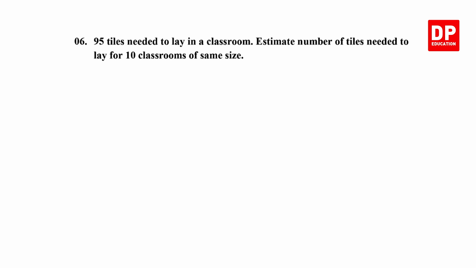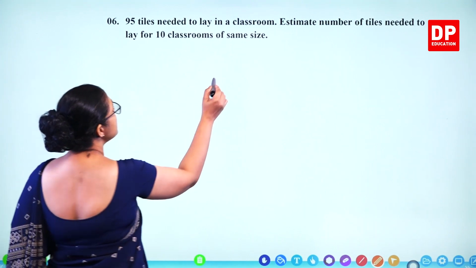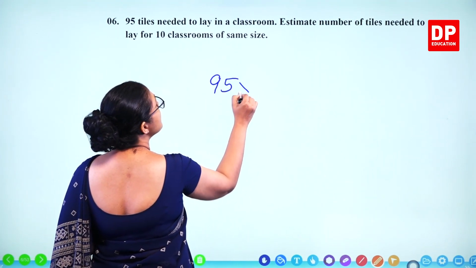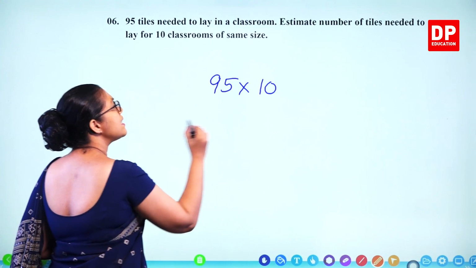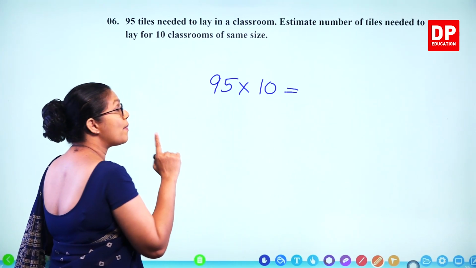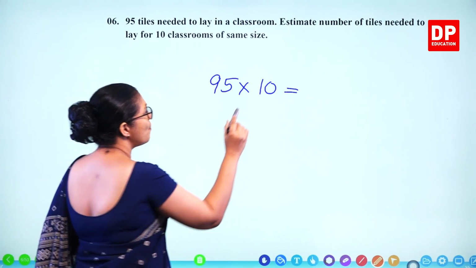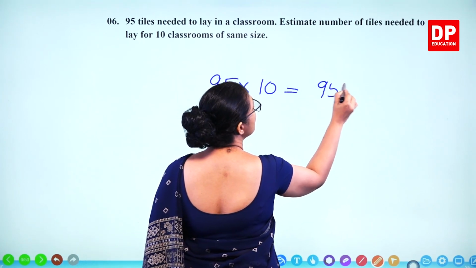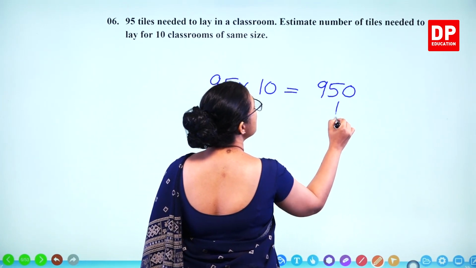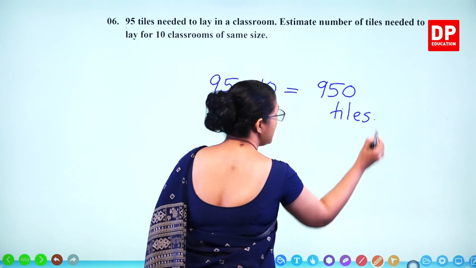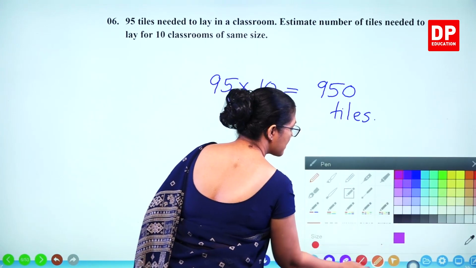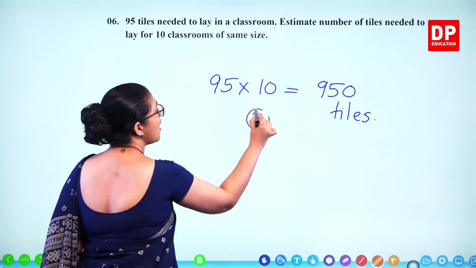Question number 6. 95 tiles needed to lay in a classroom. Estimate number of tiles needed to lay for 10 classrooms of same size. 95. You get 10 classrooms. You multiply by 10. So what you do when you multiply by 10? You put a 0 there. 950 tiles needed for 10 classes. You get 2 marks.